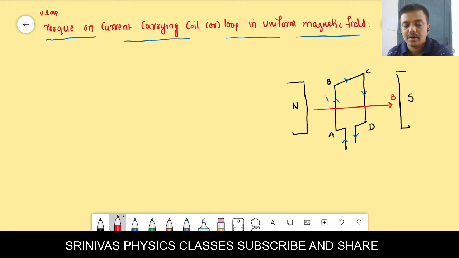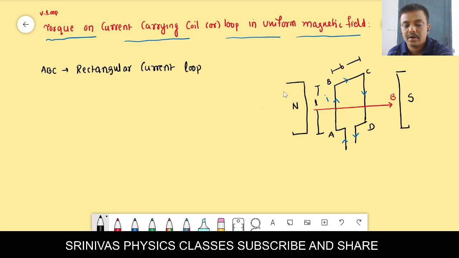You remember. Here I want the length and breadth. B is the breadth of the rectangular loop, and L is the length of the rectangular loop. ABCD is the rectangular current carrying coil. It carries some current I. Now that loop has the length L and breadth B.